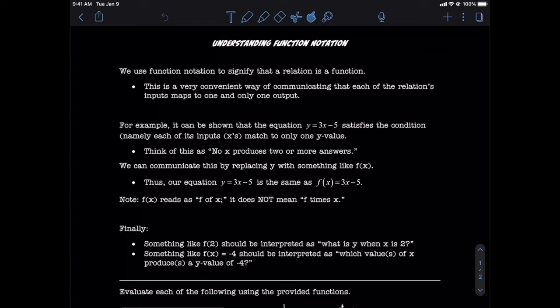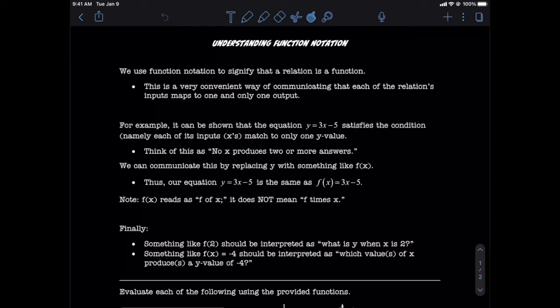Take, for example, the equation y equals 3x minus 5. This equation satisfies the condition to make it a function. So if we wanted to communicate to somebody that it's a function without having to tell them that all the inputs map to one output, we could just use function notation. Instead of y equals 3x minus 5, we could call it f of x equals 3x minus 5.